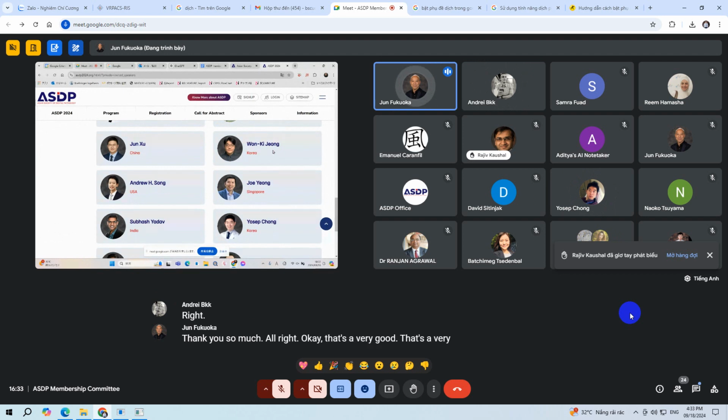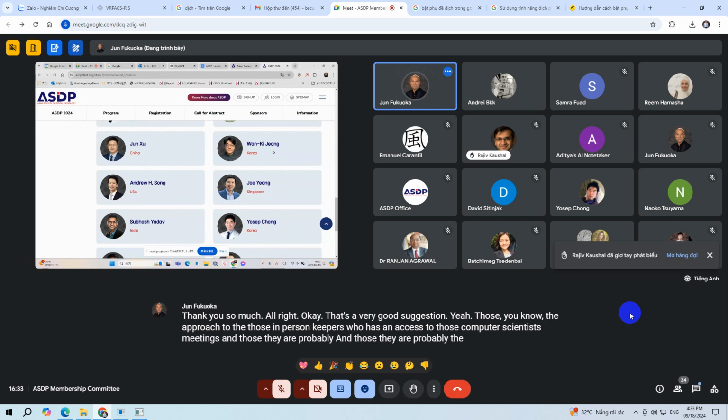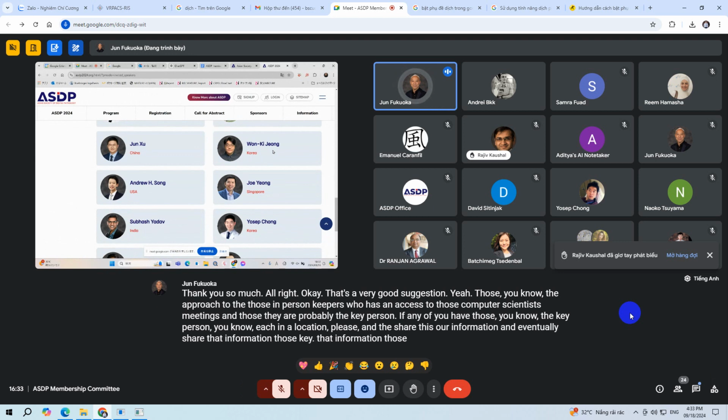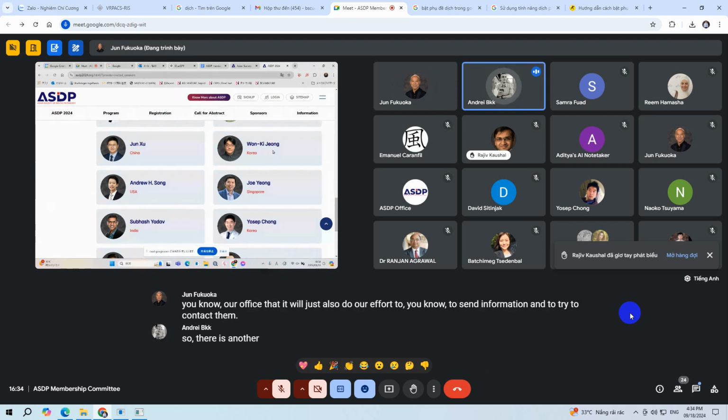Okay, that's a very good suggestion. The approach is to reach those key persons who have access to computer science meetings. If any of you have such key persons in your location, please share our information with them, and eventually share the information of those key persons with our office. We will also make our effort to send information and contact them. So there is another comment from Rajiv.